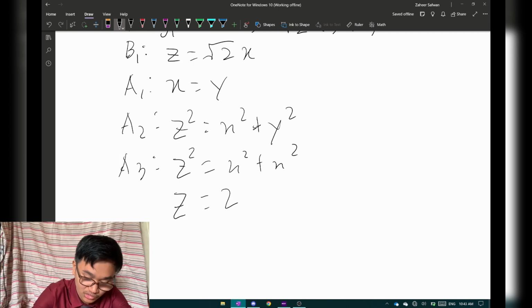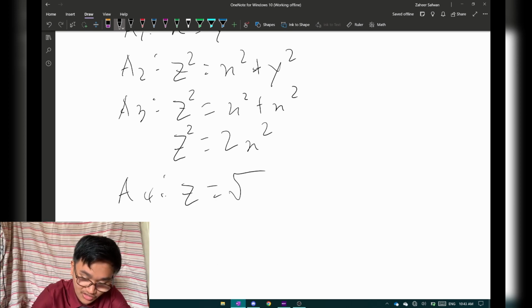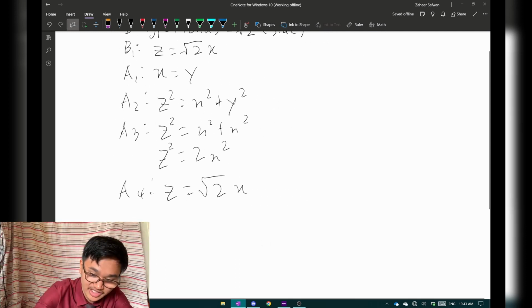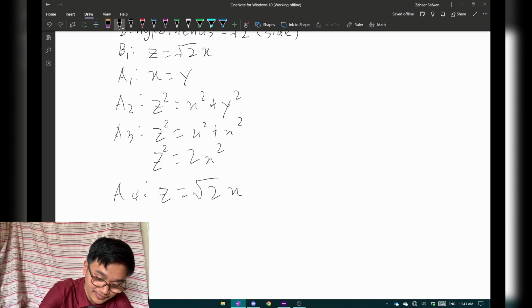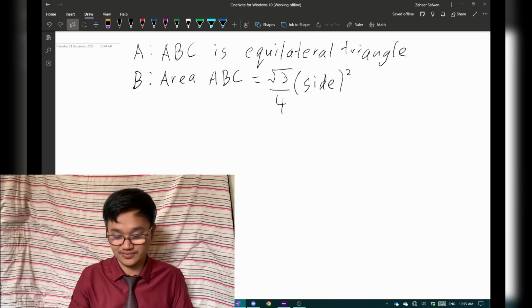Solving it, we get 2X squared. Completing the Pythagoras theorem, we square root both sides. Therefore, Z is equal to square root of 2 times X. Since A4 is logically equivalent with B1, therefore it is proven by using the forward-backward method.